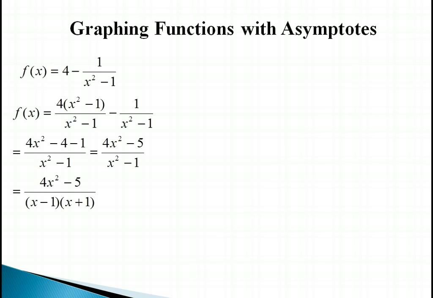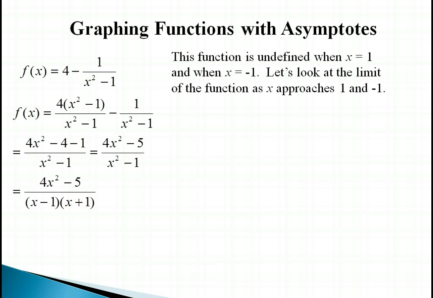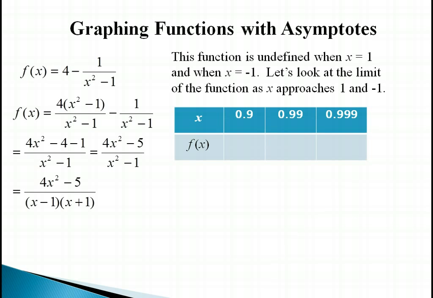Now you can factor the denominator, and that's going to help you figure out any values that are not in your domain. So in this case, x equals 1 and x equals negative 1 are not in the domain. When you have any values that are not in your domain, your graph could either head toward infinity or negative infinity as you approach those numbers, or it could head toward a specific number which causes a hole in the graph. If it heads toward infinity or negative infinity, you can have an asymptote at those values of x. So let's take a closer look at what happens as we approach 1 and negative 1.